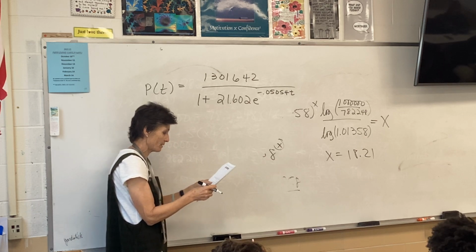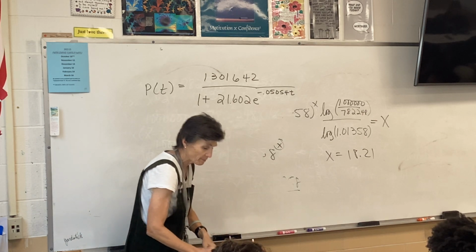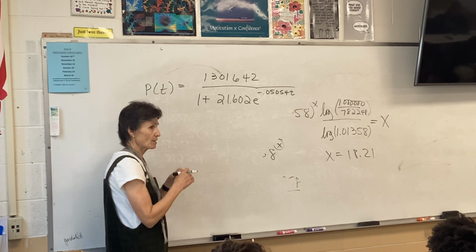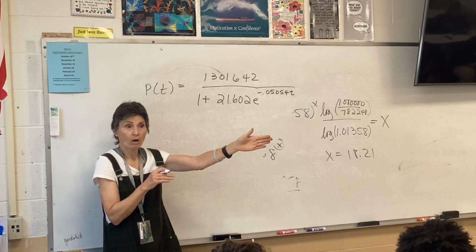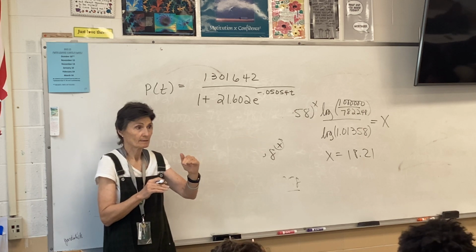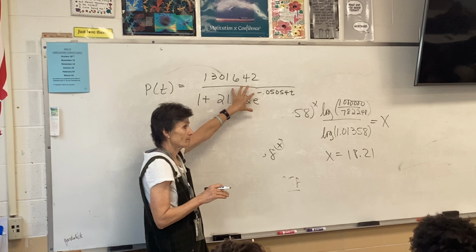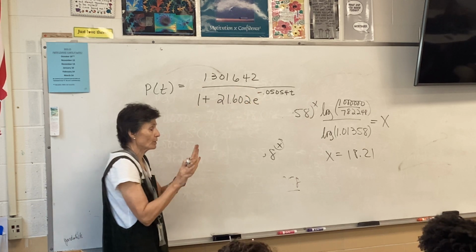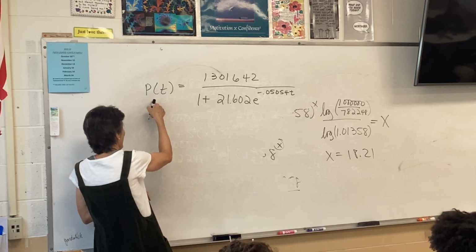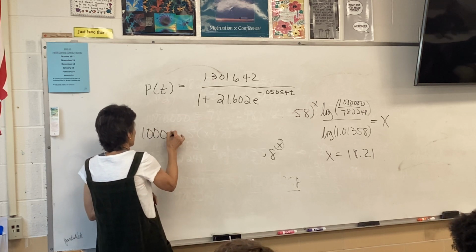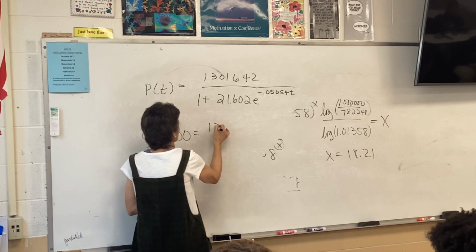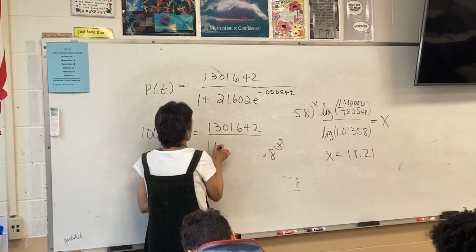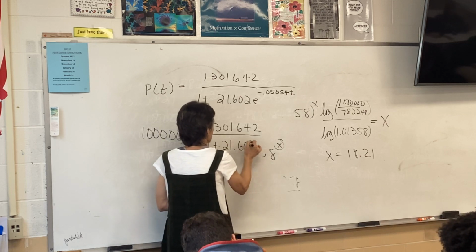All right, so here's the question. According to this model, when was the population 1 million? And I want to do this algebraically. Again, we all know we can do it graphically: type in that equation, type in 1 million, and look where they cross. We're gonna do this algebraically. So we want the population to be 1 million. So let's talk about how we're gonna solve this equation.